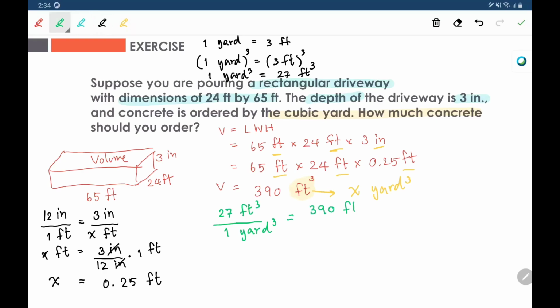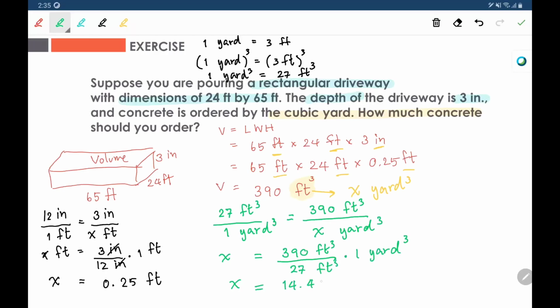Then how much is 390 cubic feet? Change it into x cubic yard. So x is equal to 390 cubic feet divided by 27 cubic feet times 1 cubic yard. And then you get 14.44 cubic yard.